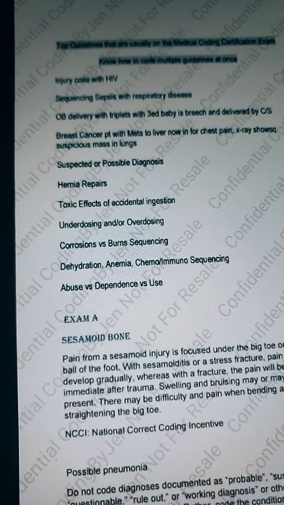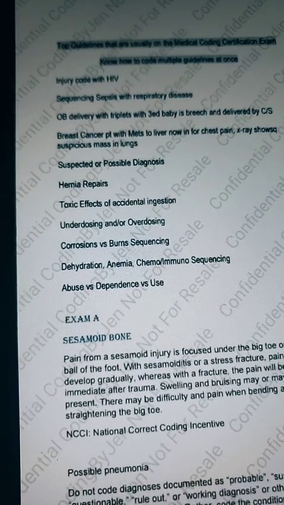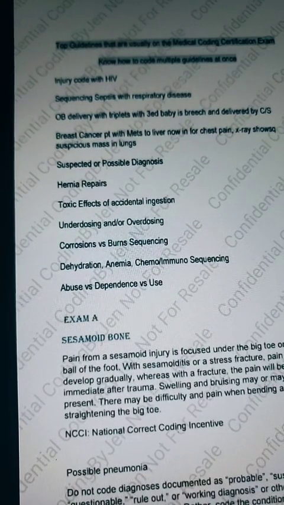And then you're going to be doing your cancer, and then you're going to be doing an external cause code, and they're different based on whether it's radiation or chemo and immunotherapy. One's a Y code, one's an X code or something like that, so you're going to need to know those differences for the CPC exam. Let me get my book real quick and I'll let you know for sure.